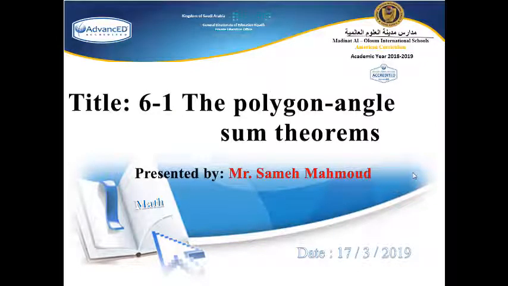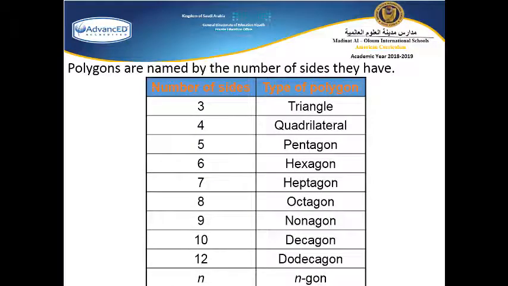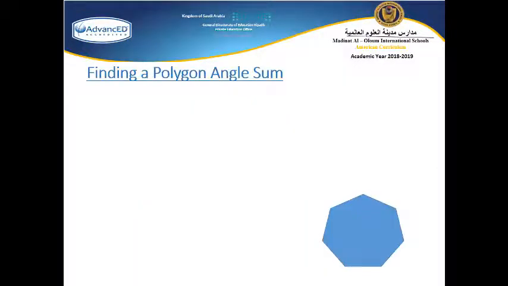Hello everyone. Our lesson today is about the polygon angle sum theorems. A polygon is a closed figure formed from three or more line segments. For example, the triangle has 3 sides, the quadrilateral 4 sides, the pentagon 5 sides, then hexagon 6, heptagon, octagon, nonagon, decagon, hendecagon, dodecagon, and so on.